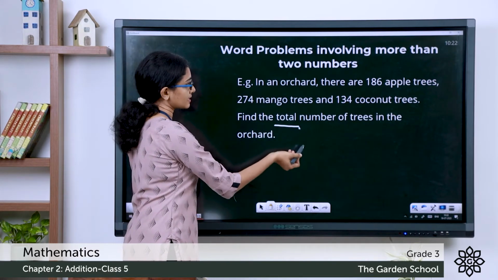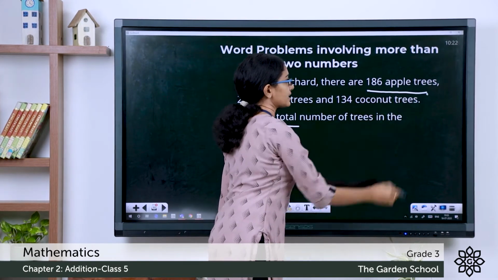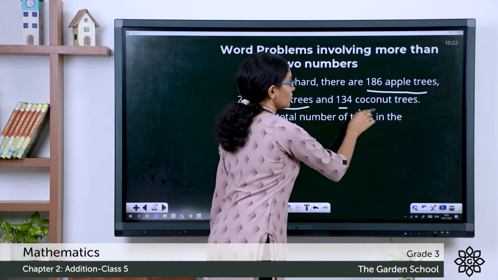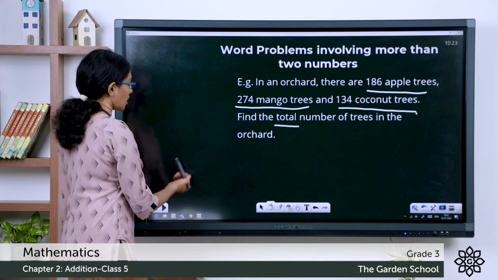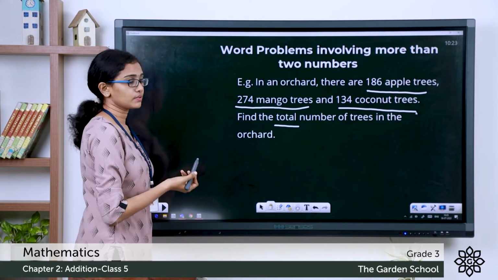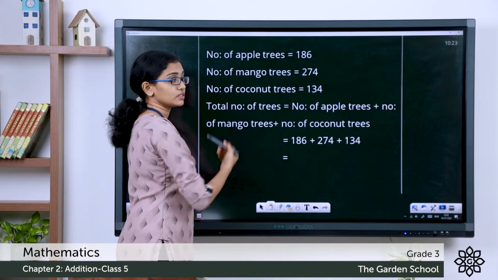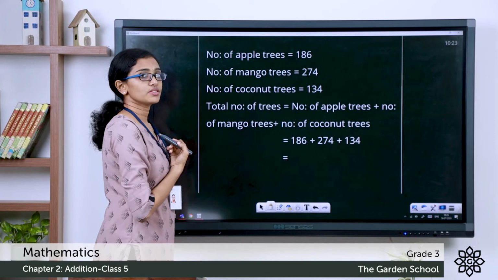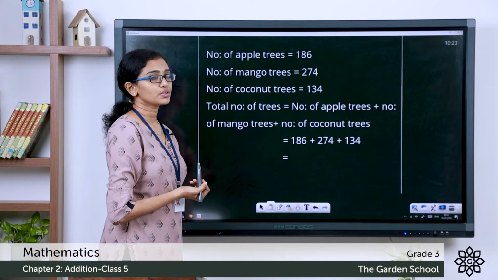Now, let's look at the data given in the question. So, we have said there are 186 apple trees, 274 mango trees and 134 coconut trees. So with these data, let's write the steps. How do we write the steps? First, the given datum is the number of apple trees. So let's write that step first. The number of apple trees equal to 186. Then we write number of mango trees equal to 274. Now, number of coconut trees equal to 134.